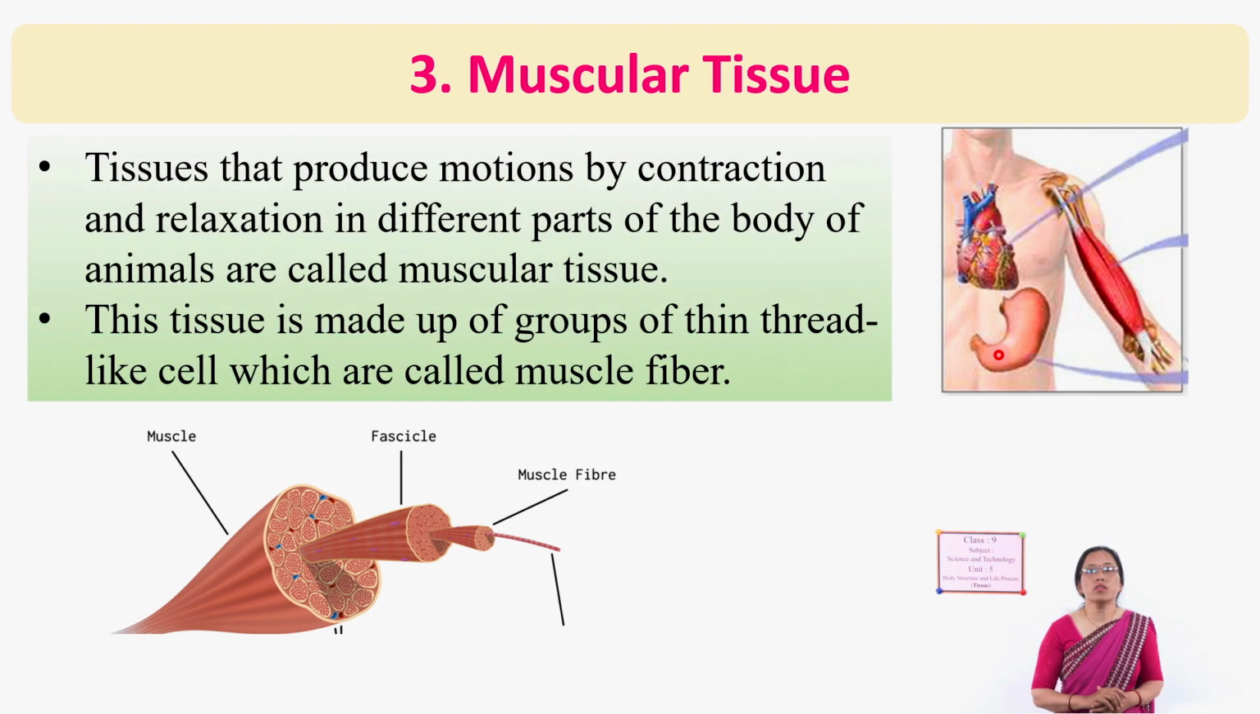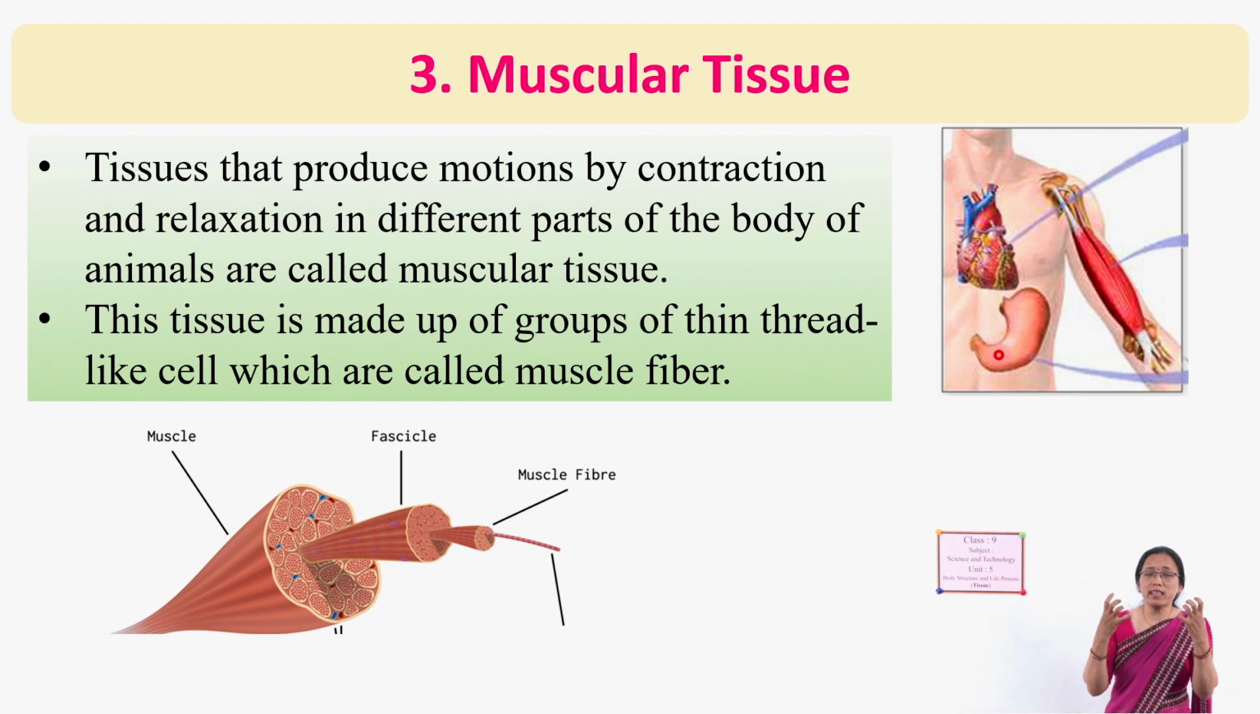What does tissue actually mean? Already you know that a group of cells forms a tissue. Then what is muscular tissue? There is a group of cells. The smallest unit, or single cell, of muscular tissue is called a muscle fiber. That group of muscle fibers combined forms the muscular tissue. What does it do? Just because of this muscle, I can bend my hand, I can extend my hand.